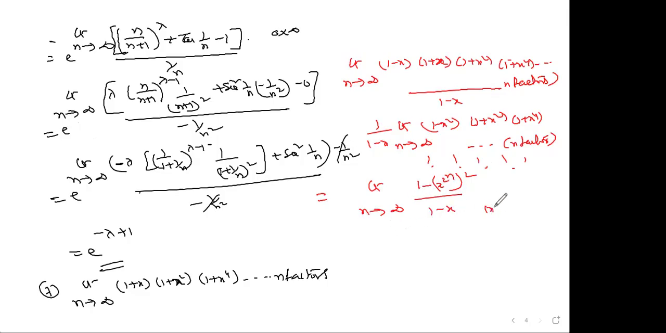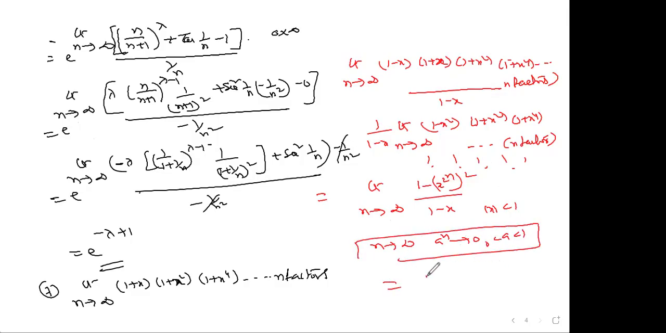And you know very well mod x is less than 1. As n tends to infinity, a to the power of n tends to 0 because a lies between 0 and 1. So with the help of this, I can write 1 minus 0 by 1 minus x. So your answer is 1 by 1 minus x. I'm going to turn the page.